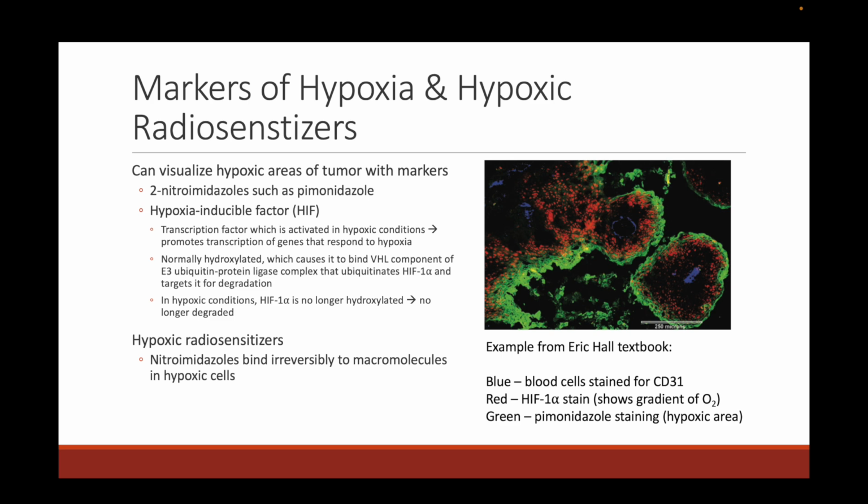In this image, the red stain is showing the gradient of oxygen. You can see that as we approach those green areas of hypoxia, the red increases, and it increases more and more distant from those blue areas, which are the blood cells stained for CD31. So you can use these markers, the nitroimidazoles and hypoxia-inducible factor, to visualize hypoxic areas of tumor. Nitroimidazole is also important to realize because it's a hypoxic radiosensitizer. So these are just some markers to be aware of.